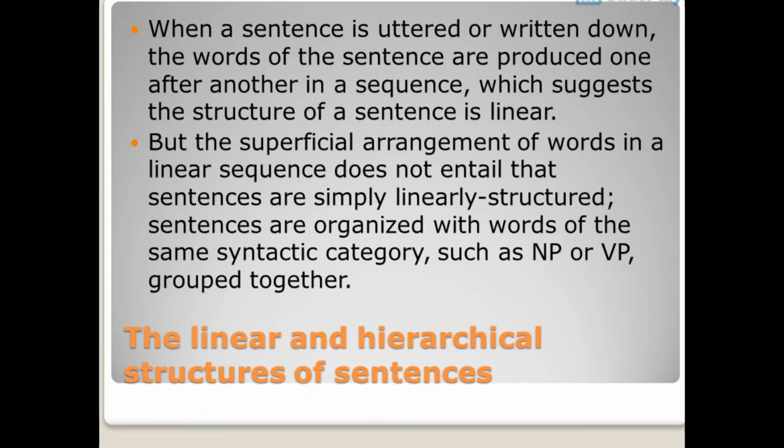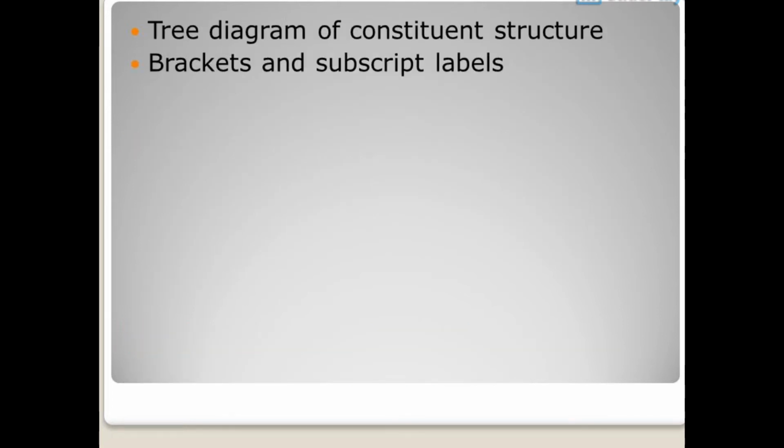The linear and hierarchical structures of sentences. When a sentence is uttered or written down, the words of the sentence are produced one after another in a sequence, which suggests the structure of a sentence is linear. But the superficial arrangement of words in a linear sequence does not entail that sentences are simply linearly structured. Sentences are organized with words of the same syntactic category, such as NP or VP, grouped together. Tree diagram of constituent structure.